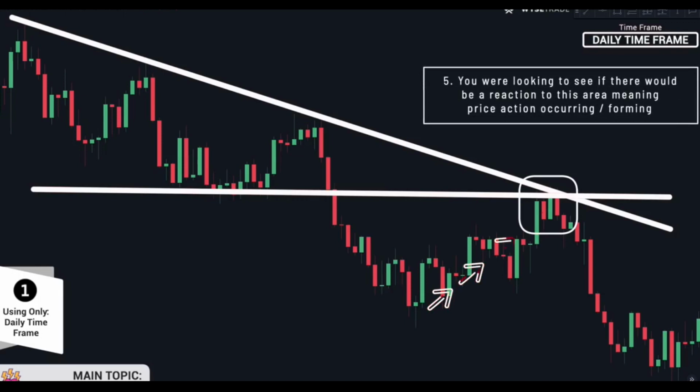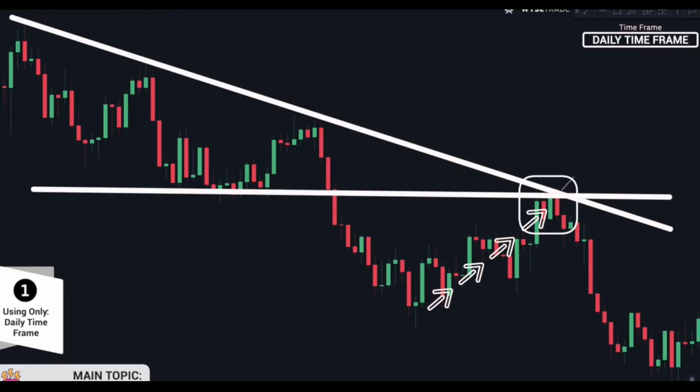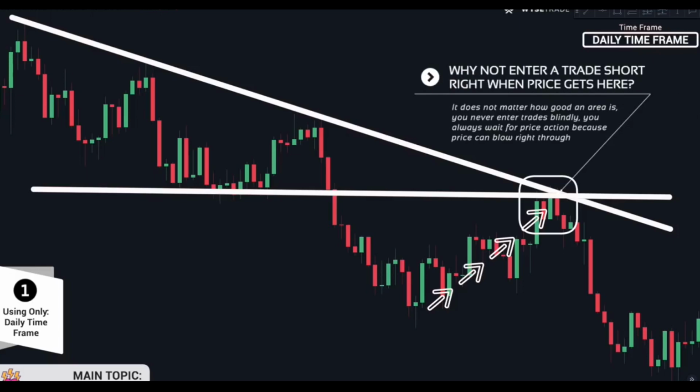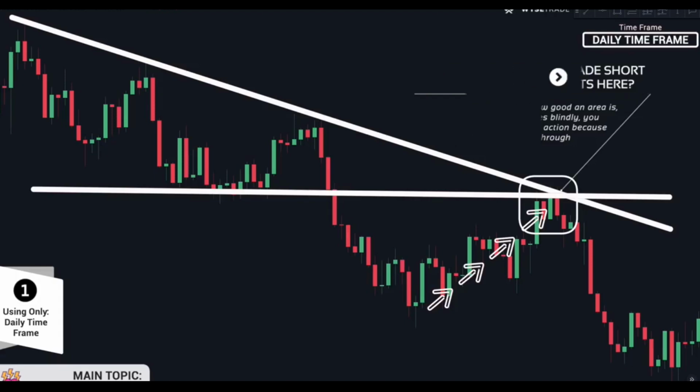Fifth, when price started to approach this area, since you had this area already identified, you were watching to see what price would do once it got here, aka price action. So you were probably thinking, why not just enter a trade short right away once price got to this axis point? Again, as a reminder from past videos, it does not matter how good an area is. You do not enter trades blindly once price gets to these areas. You always wait for price action because price can easily blow right through.